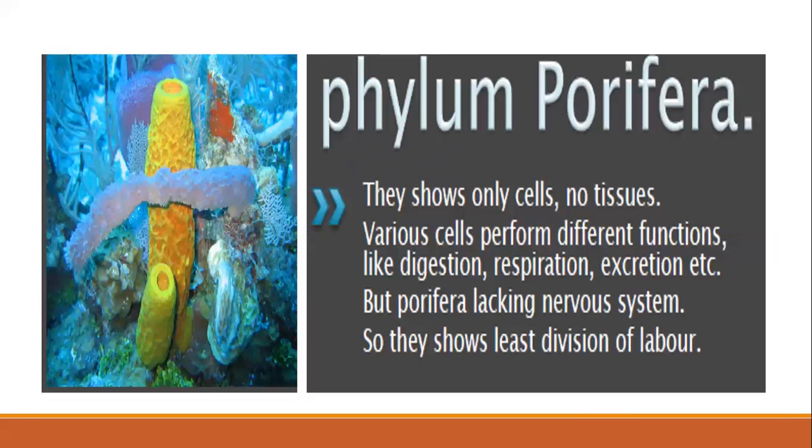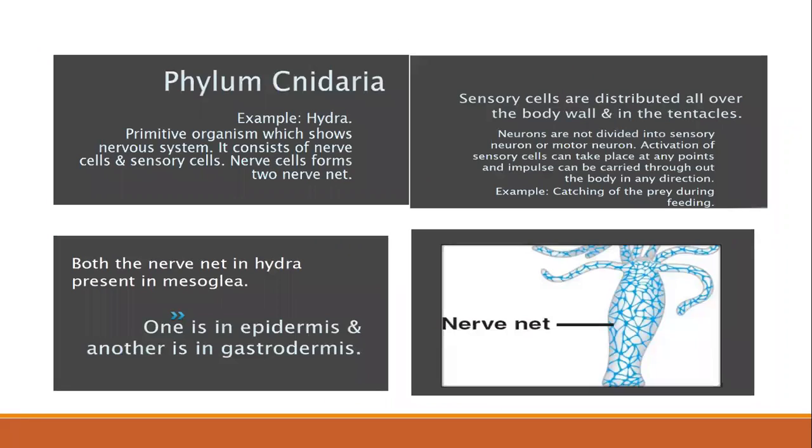Let us start with the lower organisms coming under phylum Porifera. In Porifera, we see there are only cells, no tissues. The body is completely made up of an aggregation of cells. The cells perform the functions of digestion, respiration, excretion, and so on. But the nervous system is absent in them. So here you have to note that in phylum Porifera, there is no nervous system present.